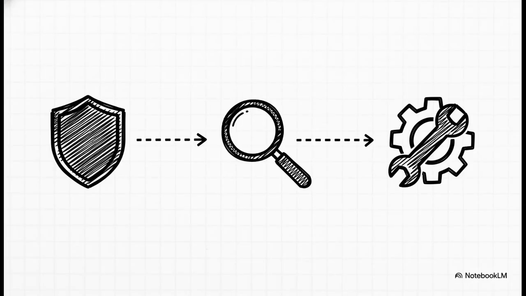The first one, control type, is all about timing and function. Is a control preventative, meaning it's designed to stop an incident before it even happens? Is it detective, there to spot something as it's going down?